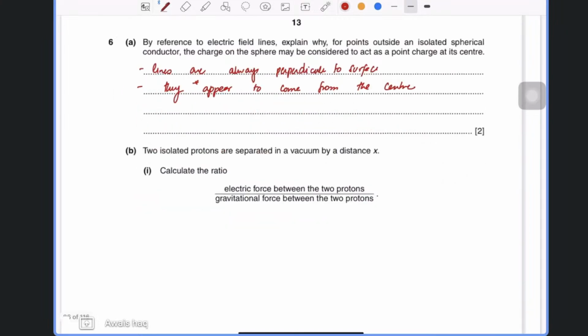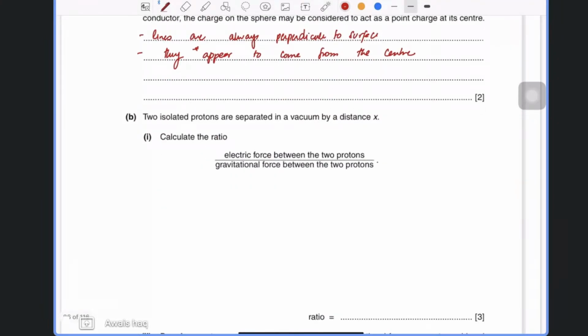Now, in this sort of question, it says 2 isolated protons separated by vacuum by a distance x. Calculate the ratio of electric force to gravitational force between the 2 protons. So they're talking about one proton and another proton, and their distance is x. So electric force would be KQQ over R squared, and then we're dividing it by the gravitational force, which is going to be GMM over R squared. Do you guys understand this?